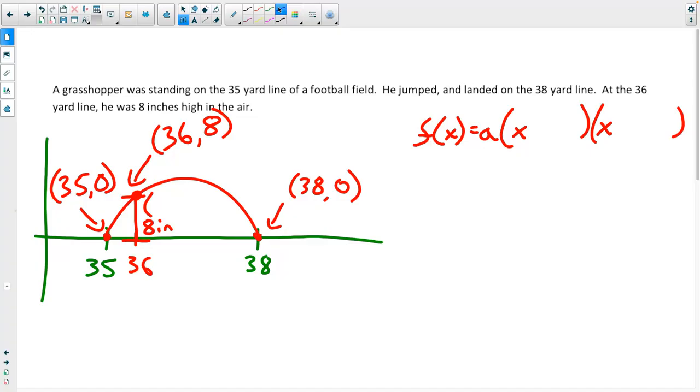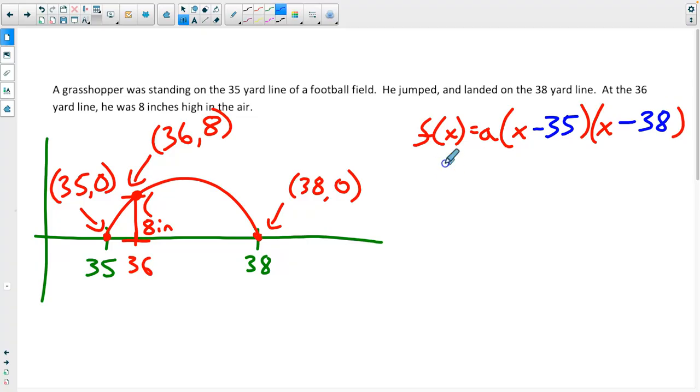Are they going to be positive or negatives? Yeah, they're both negative. So since they're both positive here, we have to remember we're flipping to get back. So this is negative 35 and negative 38. Now I'm going to start plugging in our point, 36, 8, to get you going. But then I'm going to let you finish that problem off and finish out what a is.